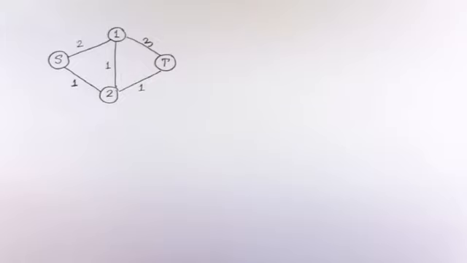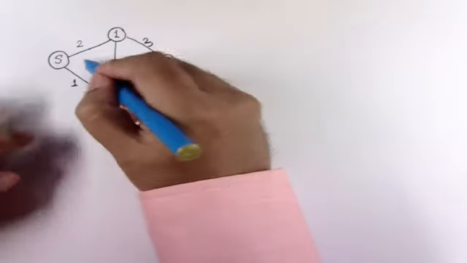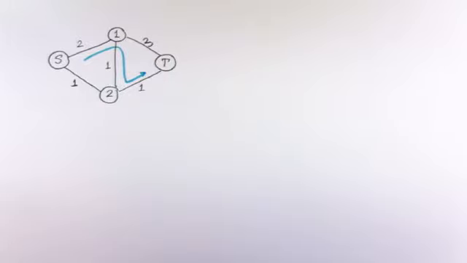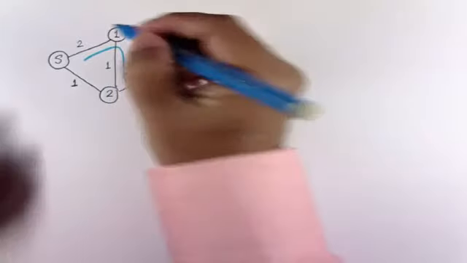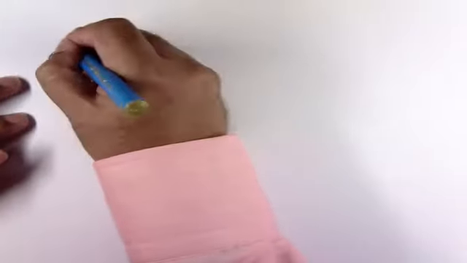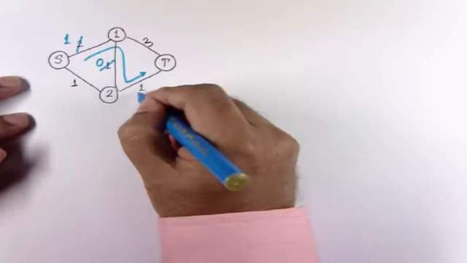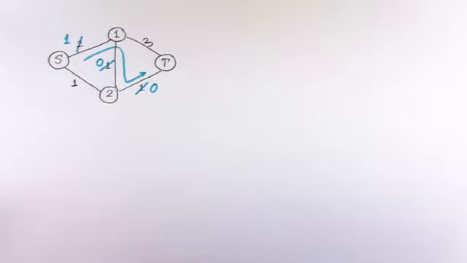Now, if we choose this path first, what will the residual capacities become? This will become 1, this will become 0, this will become 0, right? Then is there any more augmenting paths? So, there is one, S through 1 to T, right? That is this one.